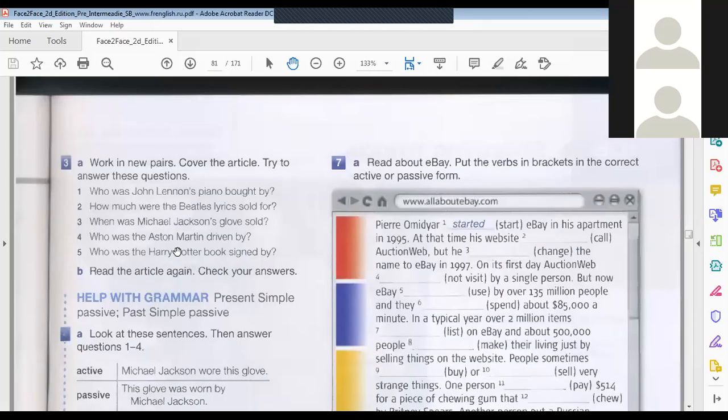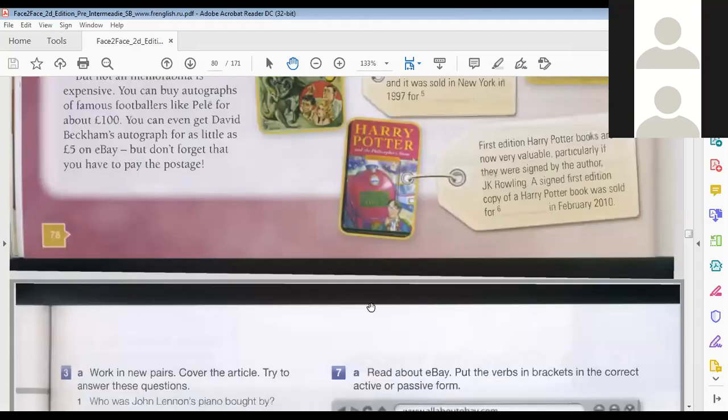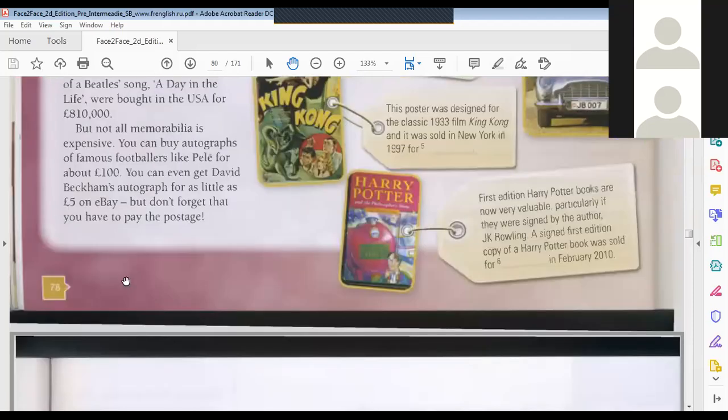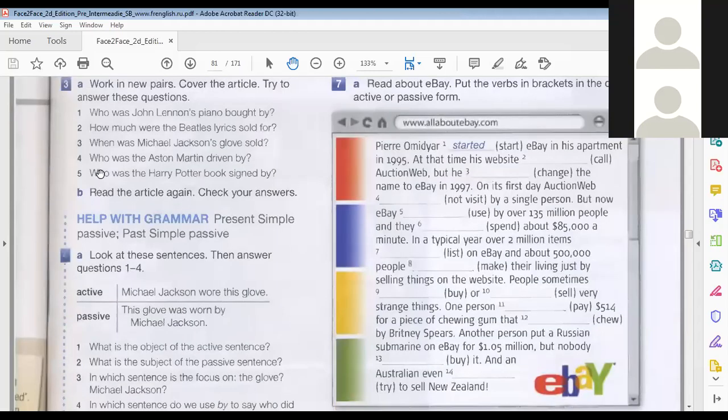Who was the Aston Martin driven by? Connery. Yes, Sean Connery. Sean Connery was the first James Bond actor. He died last year. All right.